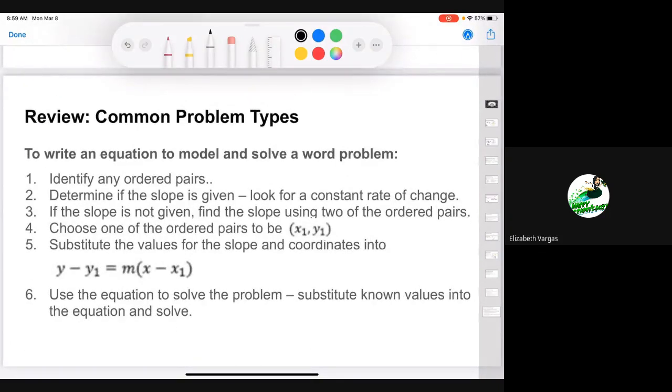And then lastly, if we want to write an equation to solve a word problem like we just did, we identify any ordered pairs, find the slope, choose one of the coordinate points to be our x1 and our y1, and then plug that into point-slope form. Okay? Any questions about what we did today?